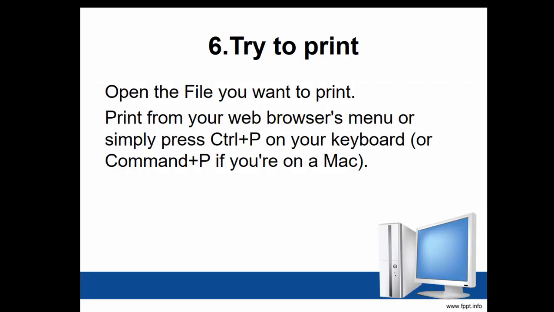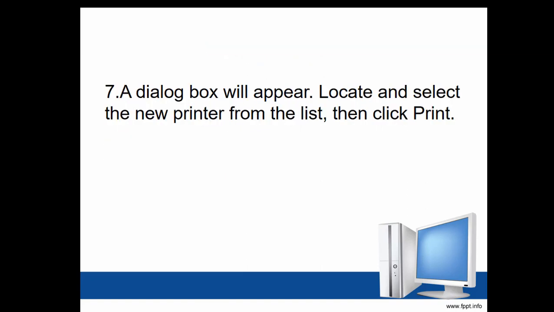Then we open the file we want to print. You can print simply from your web browser, or press Ctrl P on the keyboard at the same time. On a Mac, this means Command plus P. A dialog box will appear. Locate and select the new printer from the list, then click print.